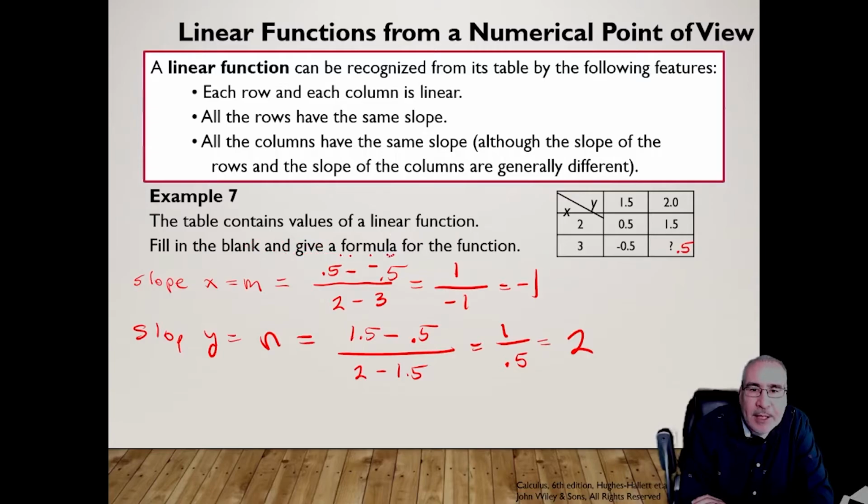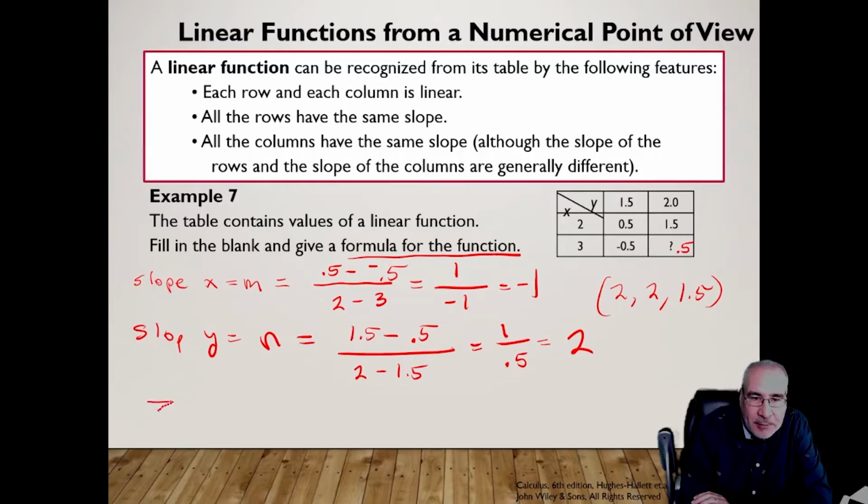So fill in the blank and give a formula for the function. So now we have our slope in the x direction, slope in the y direction. We could choose any of the points, whichever you want. Let's see, they've all got decimals. Why don't we take 2, 2, and 1.5? So when x is 2, y is 2, z is 1.5. It might not be the best point, but we'll take it.